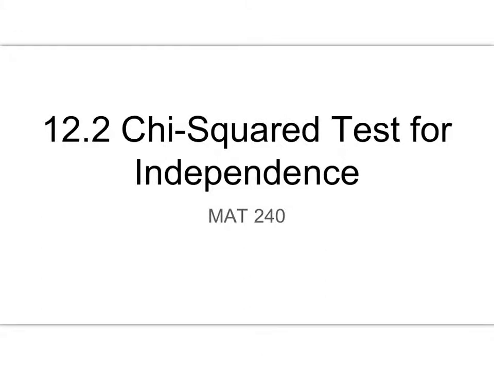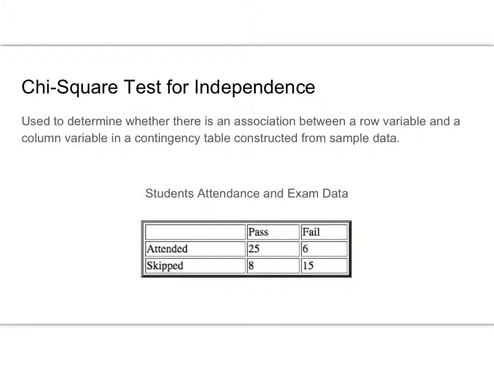Okay, this video is about the chi-square test for independence. Last class we talked about the chi-square test for goodness of fit. That tested an observed distribution against a claimed distribution, and this is a little bit different. This is used to determine whether there's a relationship between two categorical variables. I have an example here with student attendance and exam data.